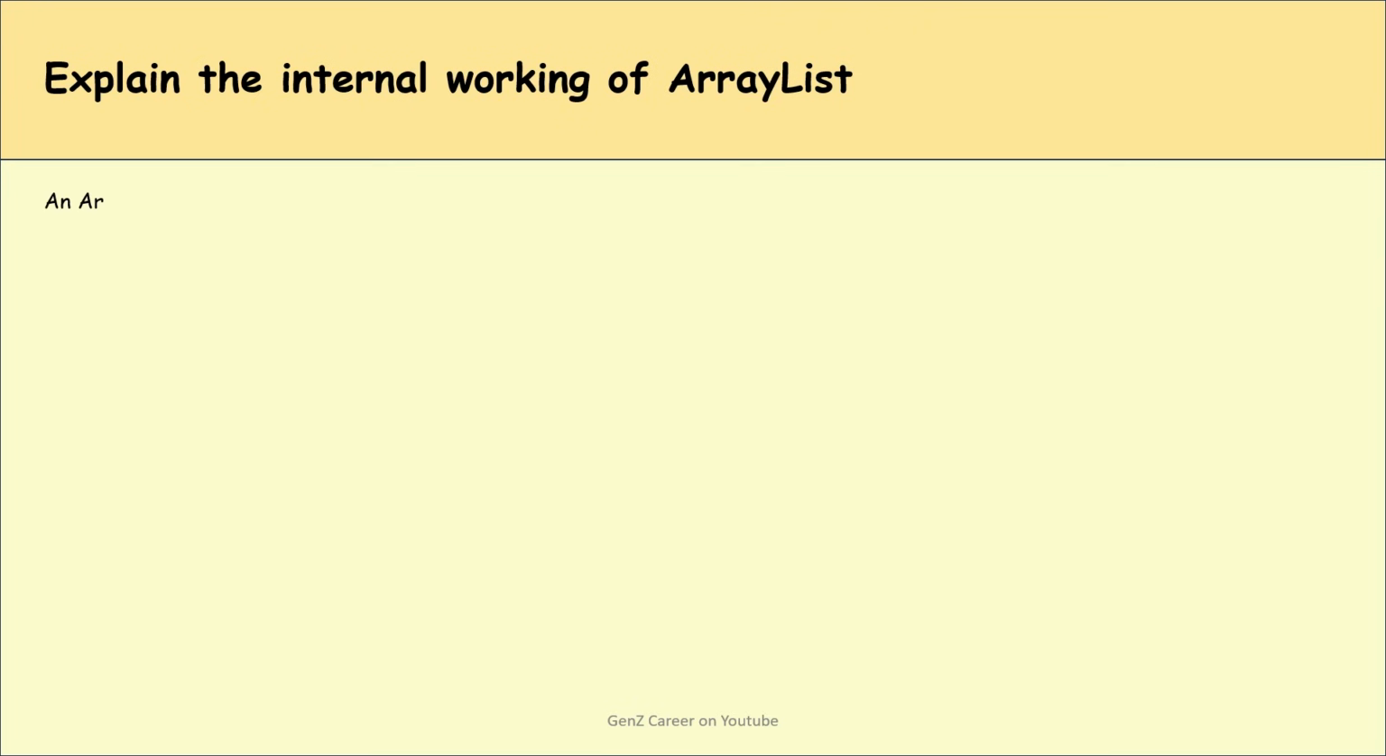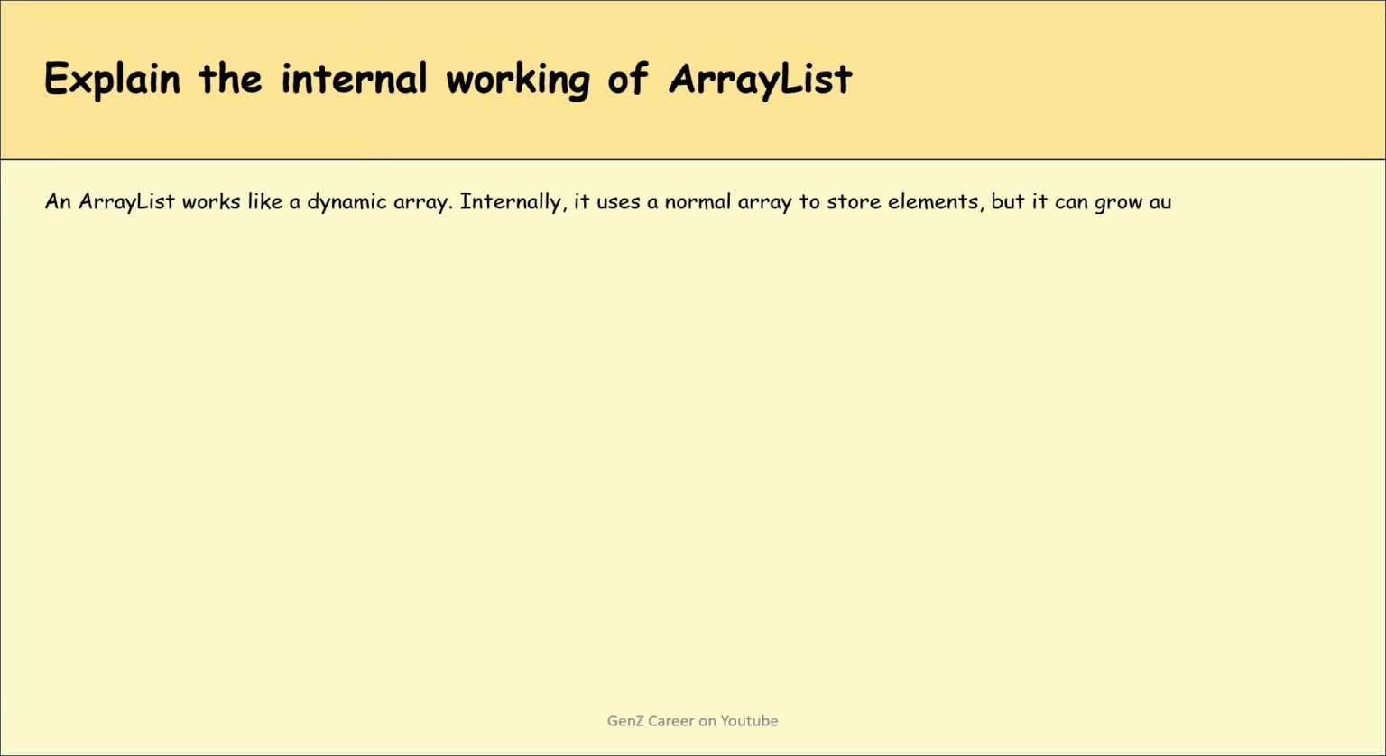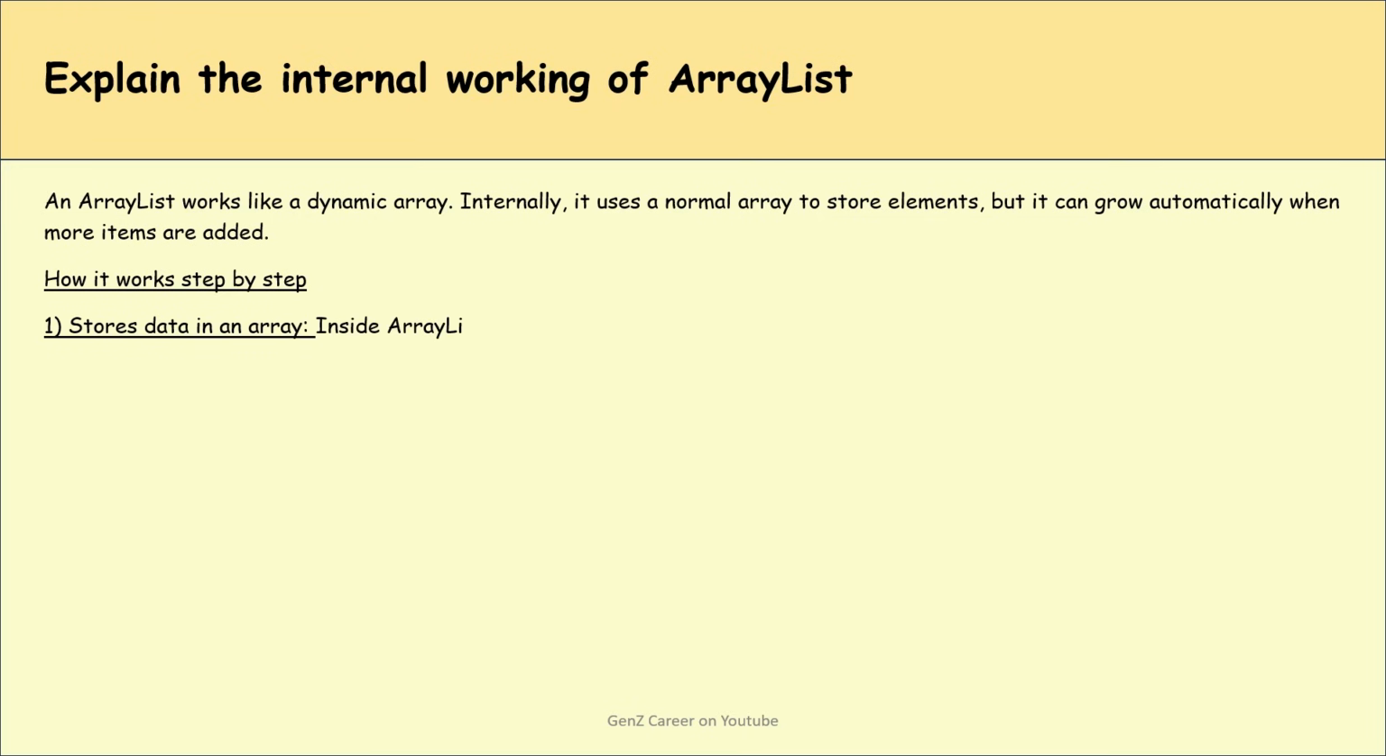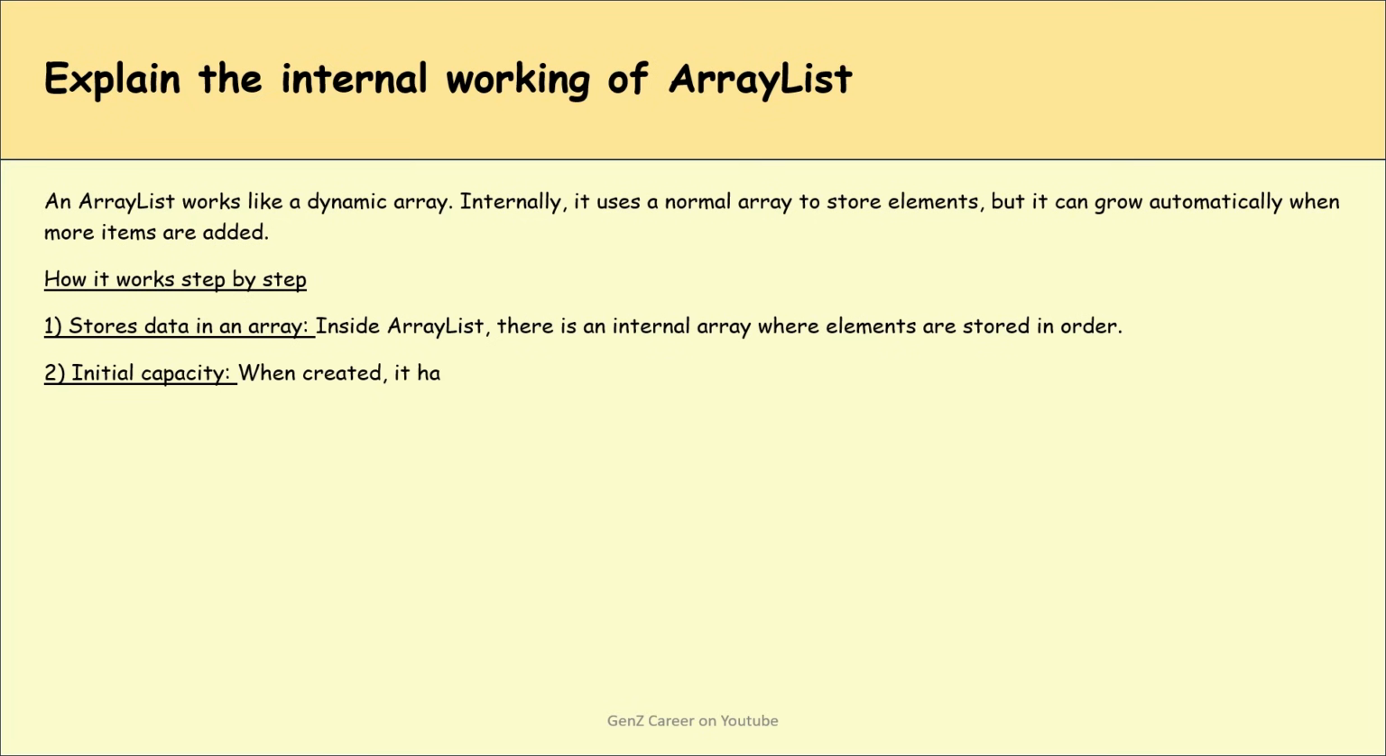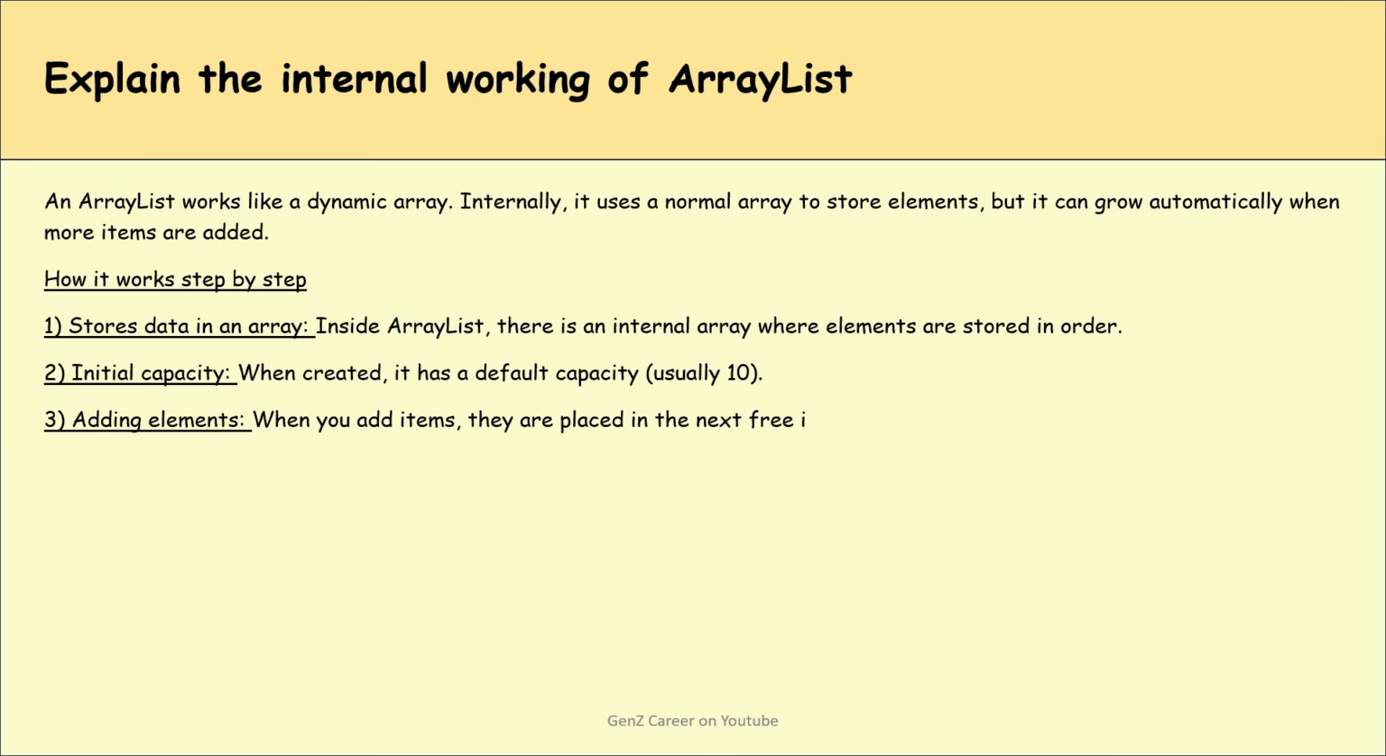An ArrayList works like a dynamic array. Internally, it uses a normal array to store elements, but it can grow automatically when more items are added. So now let's understand step by step. First step is it stores data in an array. Inside ArrayList, there is an internal array where elements are stored in order. Second is initial capacity. When created, it has a default capacity, usually 10. Third is adding elements. When we add items, they are placed in the next free index of the array.